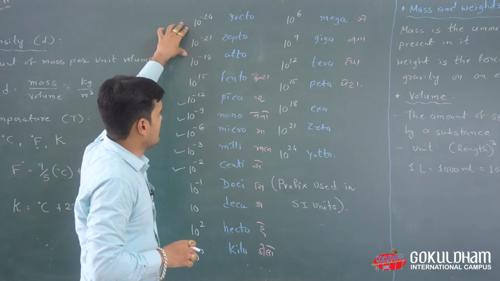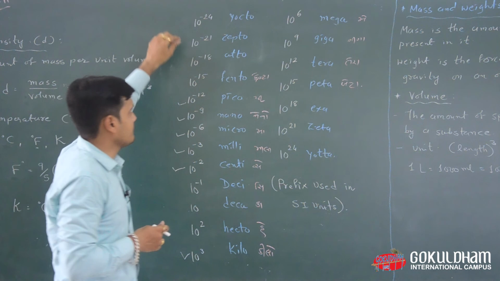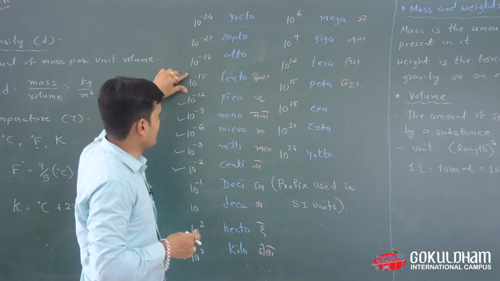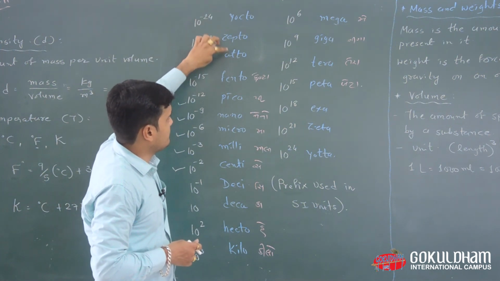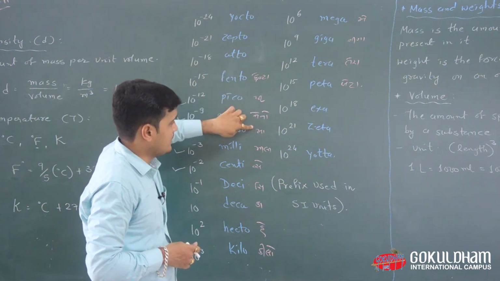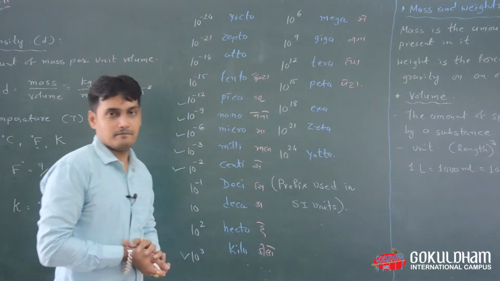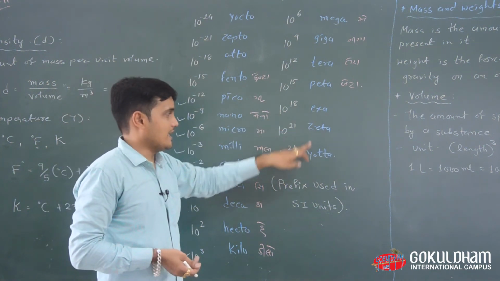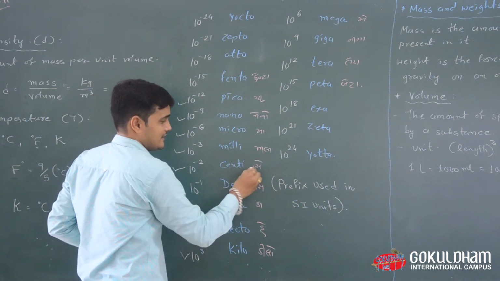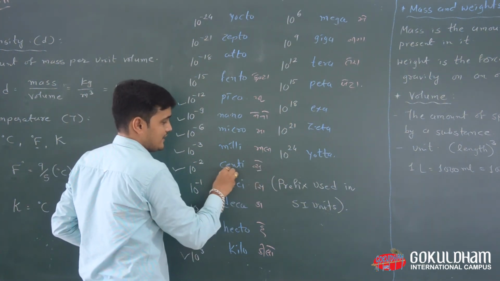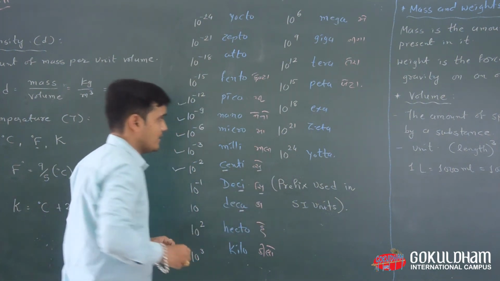Now, how can you remember this whole series? So this is the key. The key starting from 10 raised to minus 15. Yocto, Zepto, Atto, Femto, Pico, Nano, Micro, Milli, Centi, Deci, Deca, Hecto, Kilo, Mega, Giga, Tera, Peta, Exa, Zetta, Yotta. Here, Se means centi, Si means deci, Ka means deca.